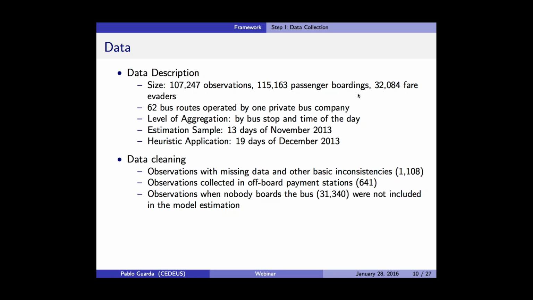And in order to estimate the model, we didn't include observations when nobody boarded the bus, because they don't provide additional information in the model. If nobody boarded the bus, then you expect no count of evasions. And we created 3 variables: one to control for the effect of bus occupancy, the socioeconomic level, and the theoretical headway.